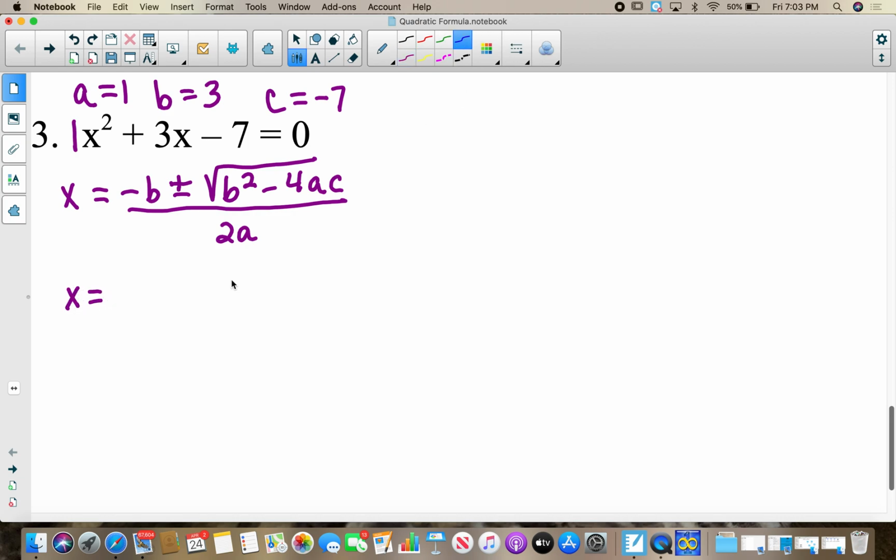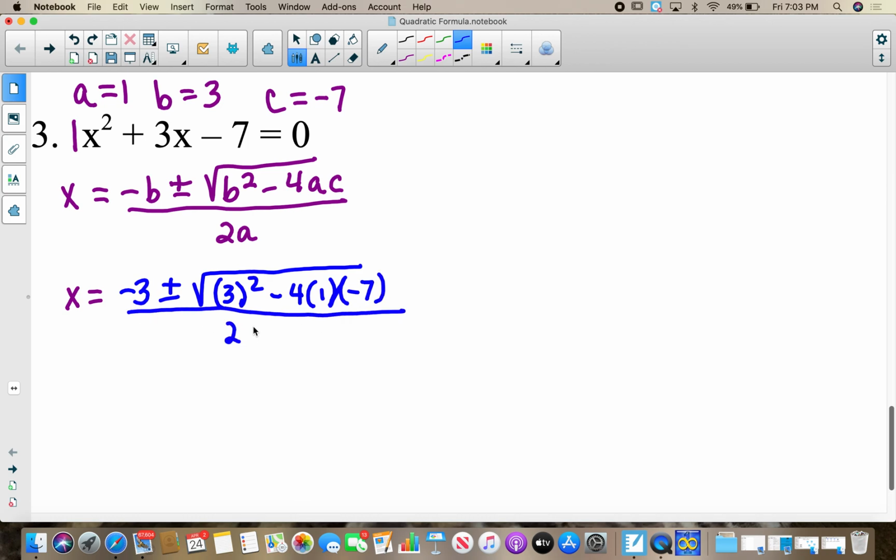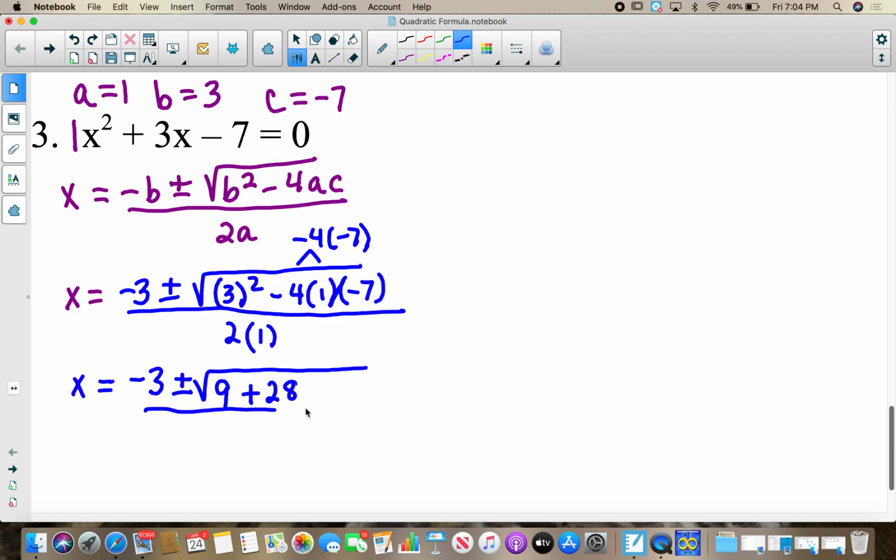So let's start. If we put in b equal to 3, it's going to be negative 3 plus or minus the square root of 3 squared minus 4 times 1 times negative 7, all over 2 times 1. If we continue, we are going to have negative 3 plus or minus the square root of 3 squared gives us 9. Negative 4 times 1 gives us negative 4, times negative 7 gives us positive 28, all over 2.